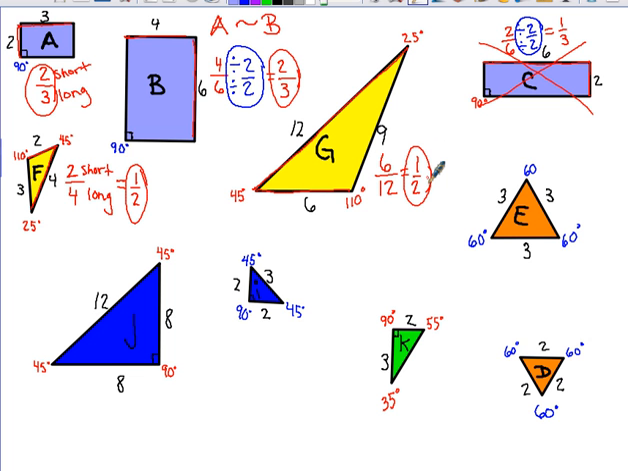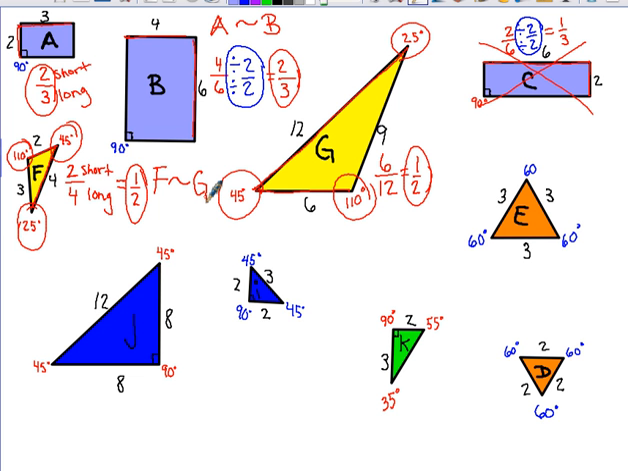I would also go back and again double check my angles. I can see 110 here. This also has a 110-degree angle. 45-degree angle here. This also has a 45-degree angle. 25-degree angle here also has a 25-degree angle. So same shape, same angles, and equivalent ratios. That means that triangle F is similar to triangle G.